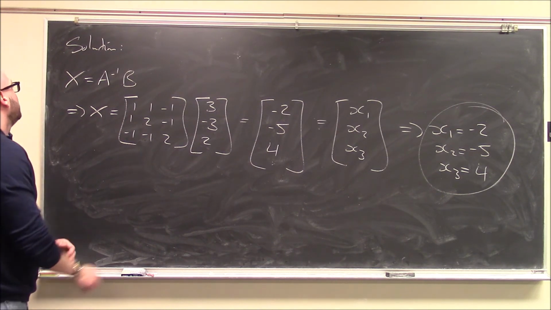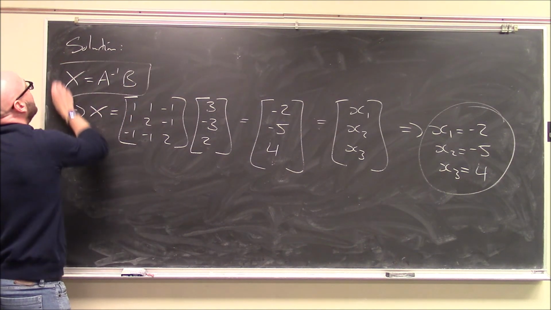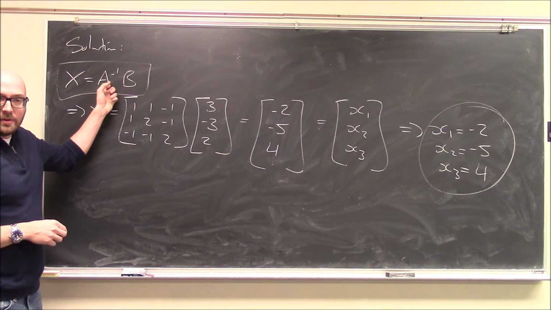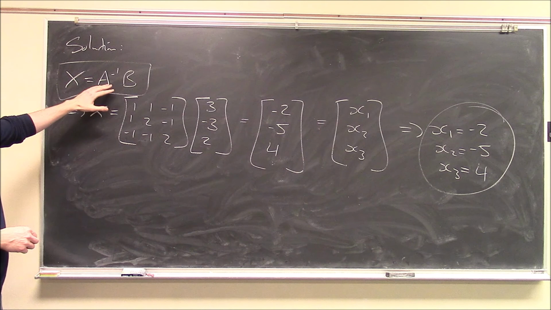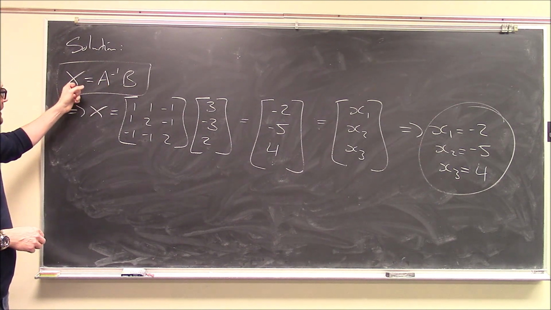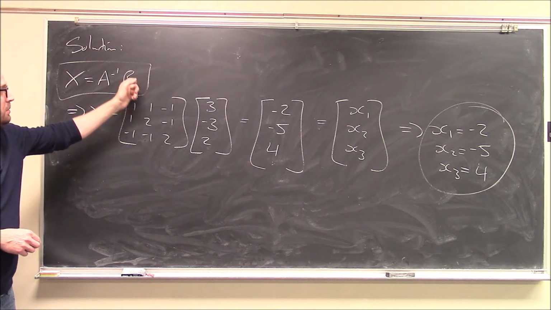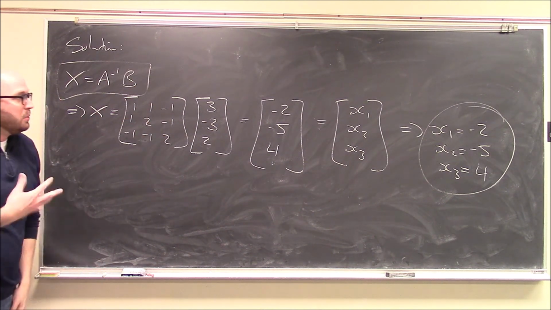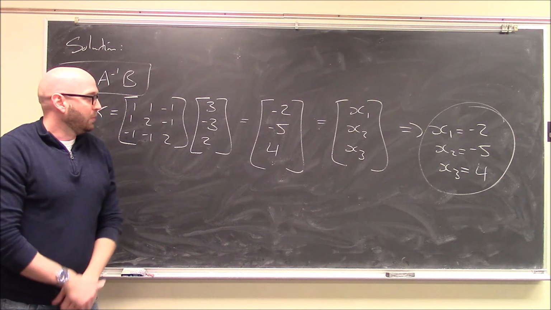Okay, so this is the method. If you have a coefficient matrix that's square, you can try to find the inverse, and if the inverse exists, then your solutions to the system are just given by A inverse times B, where B is everything to the right of the equal sign. Again, if you want to see more examples, there's more in the book, but we'll stop here.